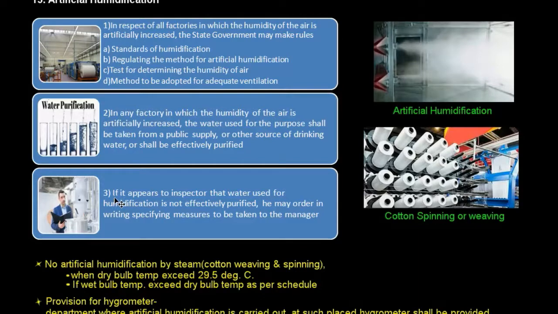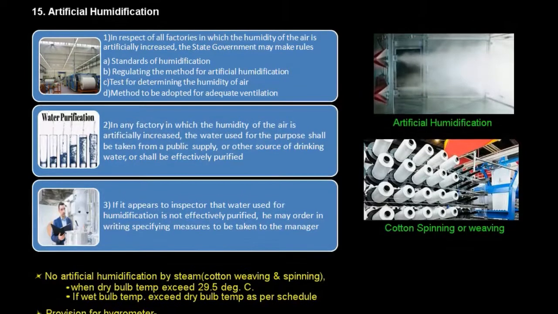Subsection 3: if it appears to the inspector that water used for the humidification is not effectively purified, he may order in writing specifying the measures to be taken to the manager. Now, if the inspector finds that the water used for artificial humidification is not effectively purified, then he may write a letter to the manager of the factory regarding the measures that have to be taken for purifying the water, and then it could be used for artificial humidification. So this is as far as artificial humidification is concerned.